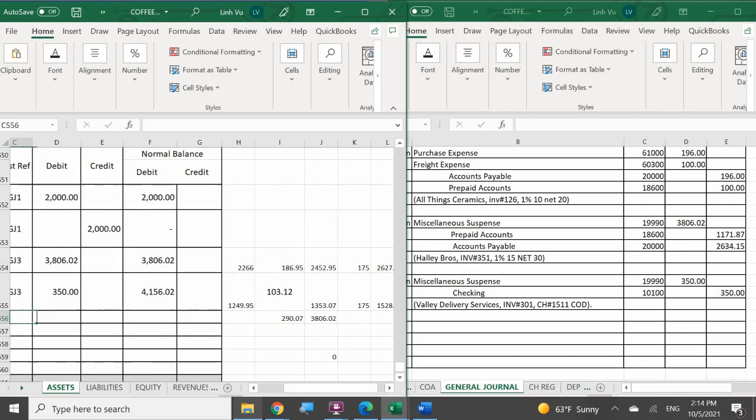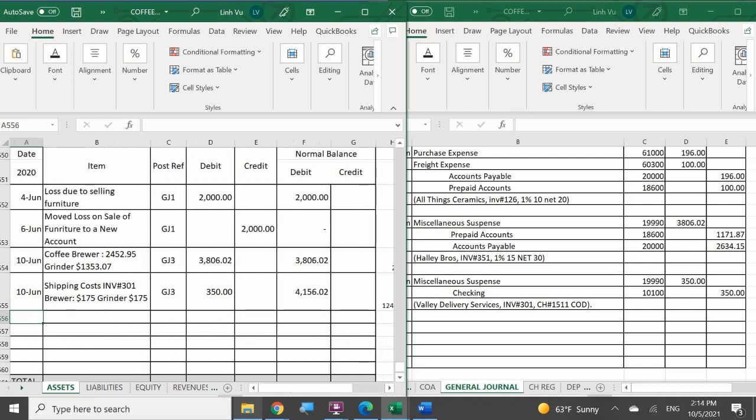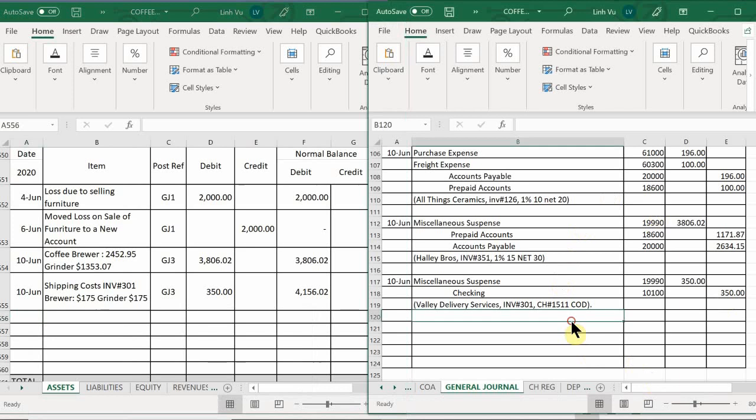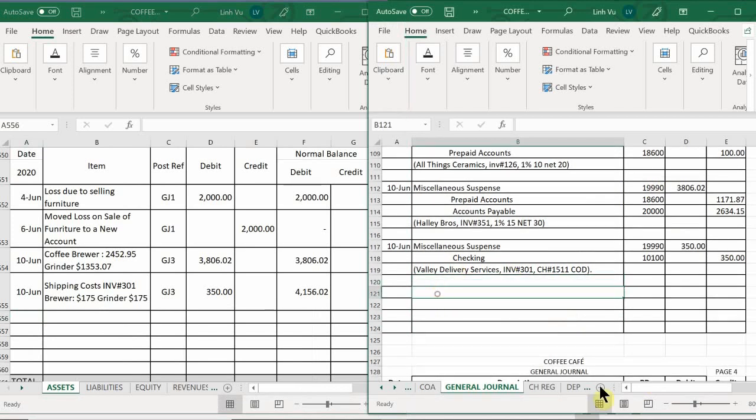Where am I going to put it into? In the coffee brewer account. So in this case, I'm going to increase the coffee brewer account, and I'm going to take it out from my miscellaneous. Okay, so what account number is my coffee brewer account? Let me see. Coffee brewer.